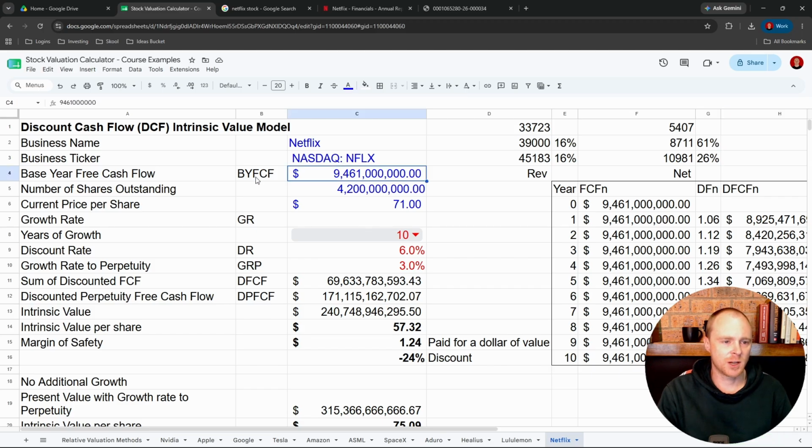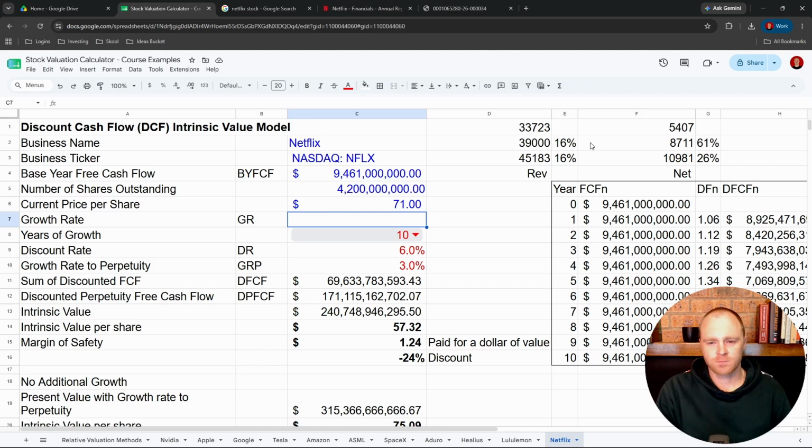So we plug that free cash flow back in there. Already checked out, we've got around that number of shares outstanding, knowing that that's decreasing over time with this share repurchasing. We've got a current share price at the moment of $71.